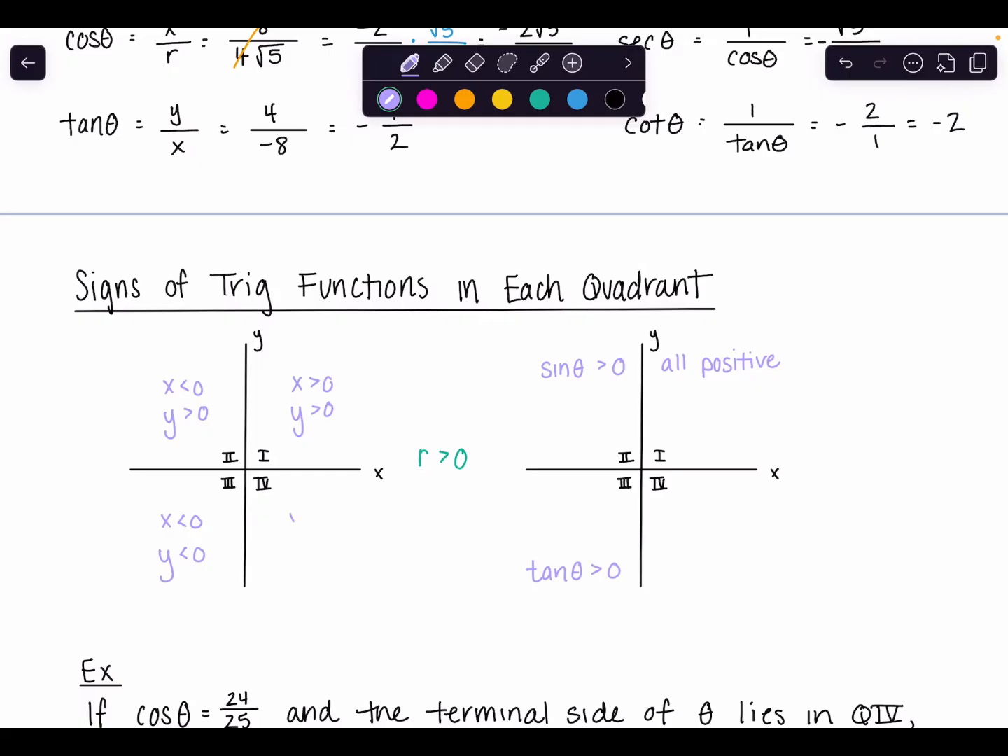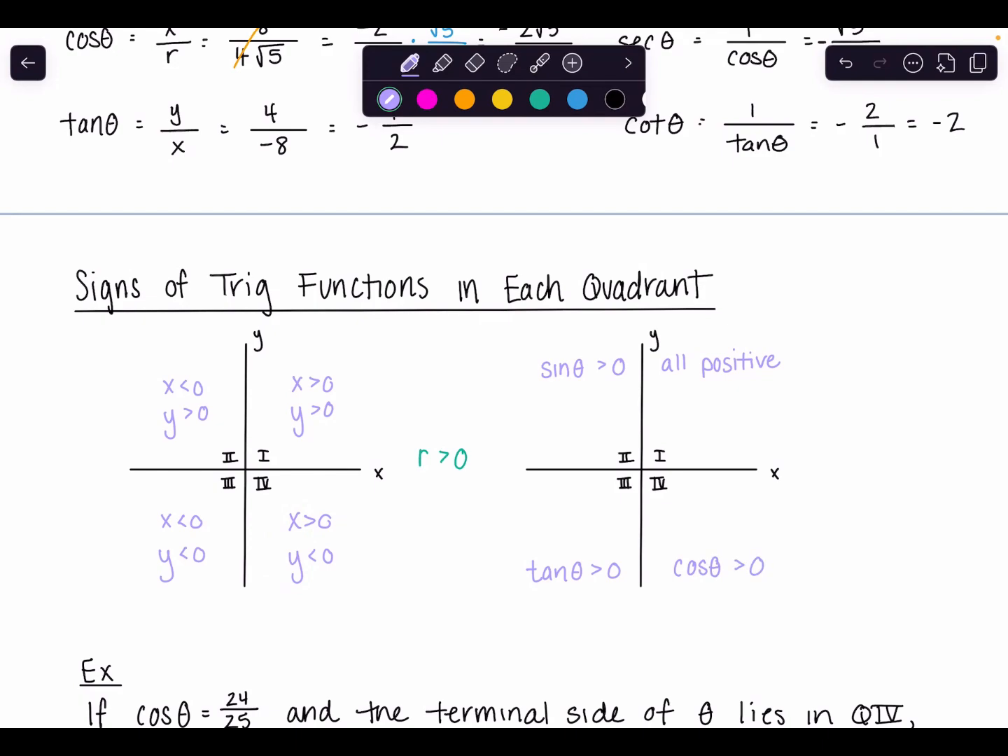Finally, in quadrant 4, x is positive, but y is negative. So cosine's positive, sine is not. And then when I divide these two, them being different signs means it's overall negative. So only cosine of theta will be positive here.